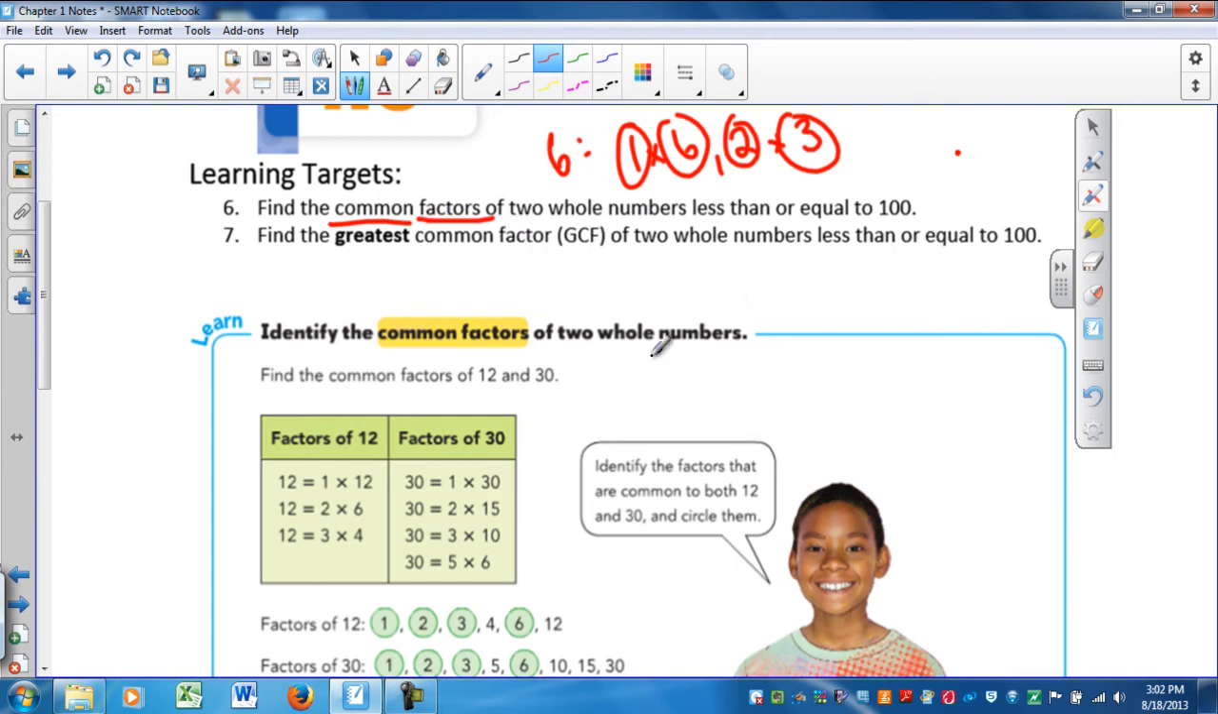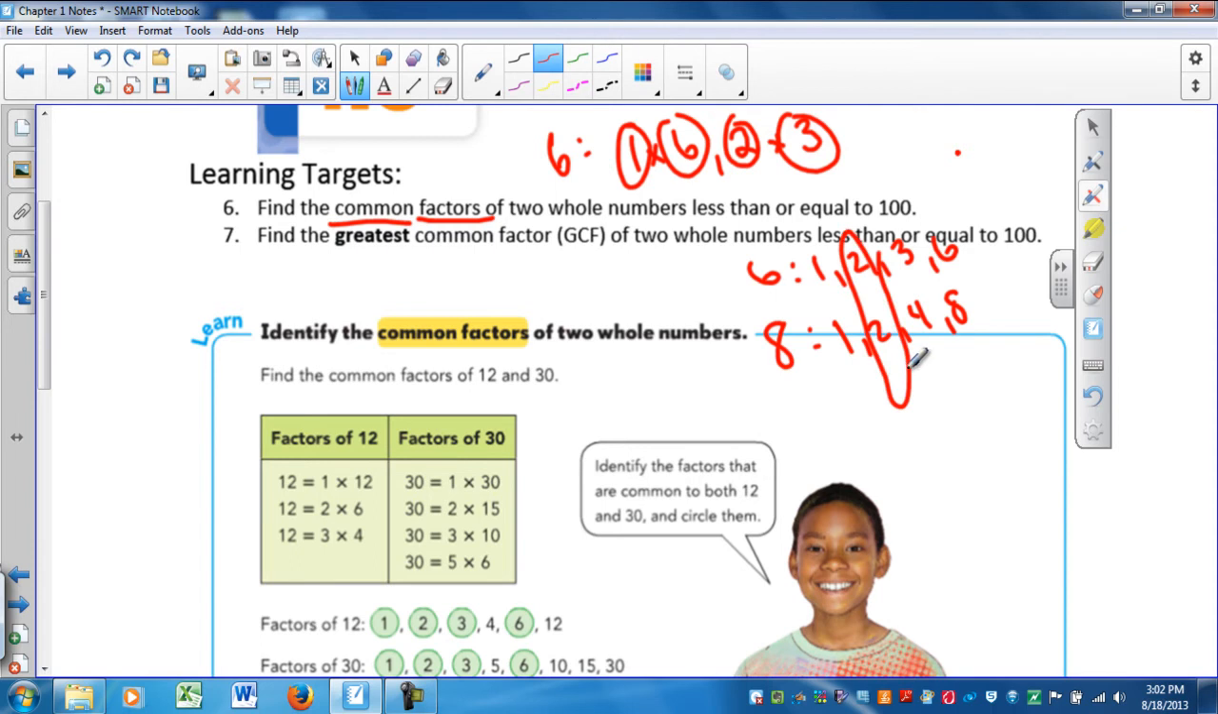In other words, you have two different numbers. So I give you 6 and I give you 8, and you have to tell me what factors they have in common. So 6 has 1, 2, 3, and 6. Then 8 has 1, 2, 4, and 8, because 1 times 8 is 8 and 2 times 4 is 8. What do they have in common?